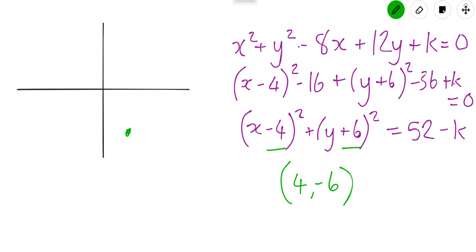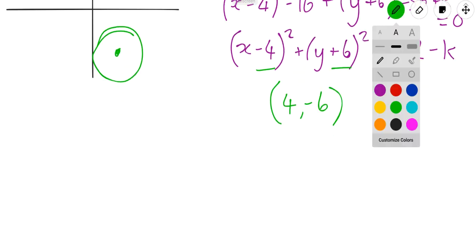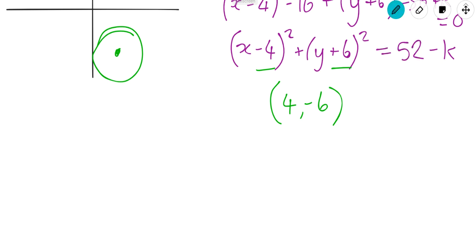Now, we're told that the circle lies entirely in this quadrant. I didn't use the circle tool, so that's not very good, but I'm just being lazy. Let's have a think about this. The possible values of k. Well, what are the limits? It can't stray over into this quadrant.